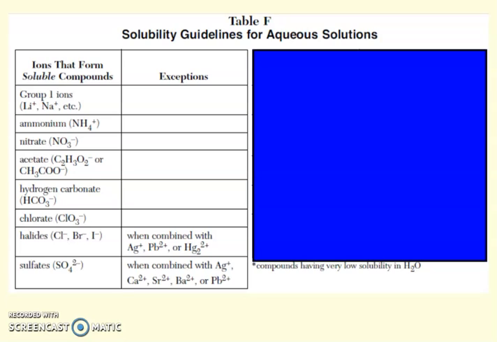Let me first start talking about the soluble compounds. The first side, the left side here, says any ion that has as a component one of these things will form a soluble compound. Let's go through these one at a time, shall we?